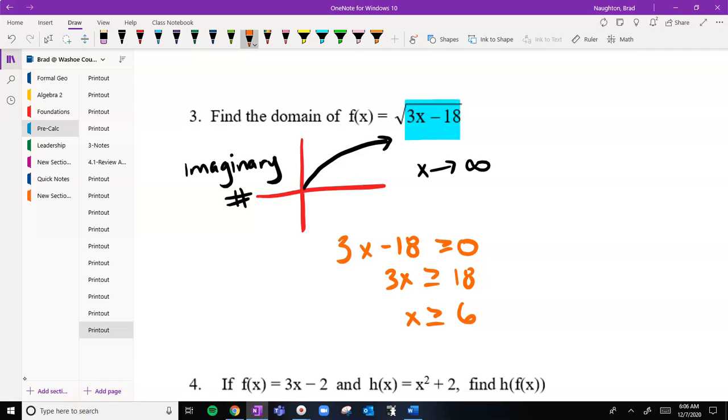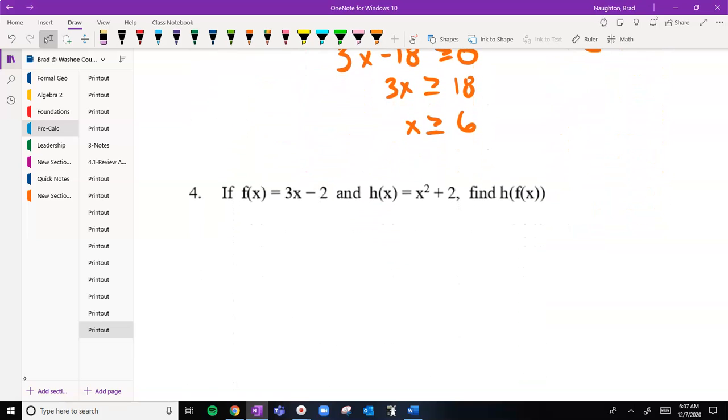So that is one way to write it, or we're pretty used to writing it in interval notation. So basically it would be from 6 to infinity. You can include 6, but you can never get to infinity. So there we go on number 3.